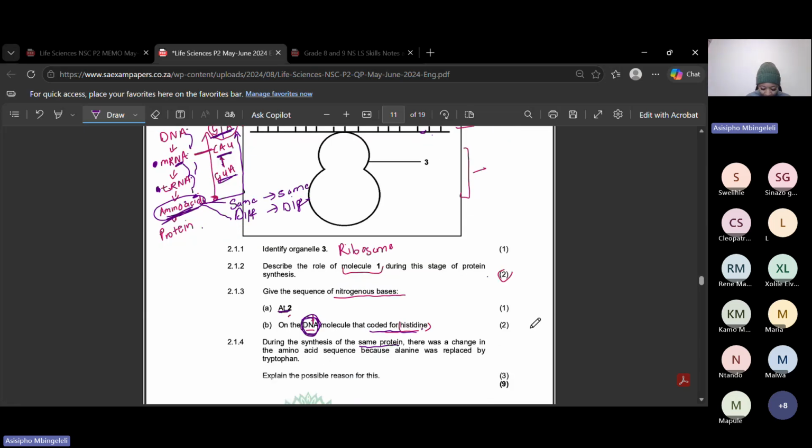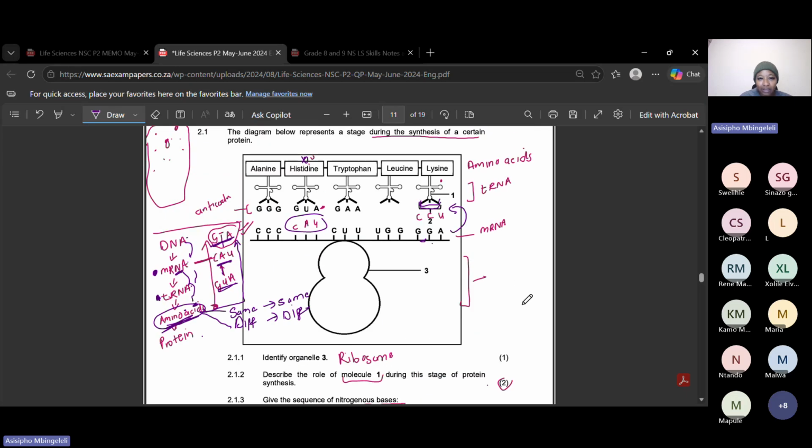So what do we have here? During the synthesis of the same protein, there was a change in the amino acid sequence, right? Because alanine was then replaced by tryptophan. Explain the possible reason for this. So they're saying there is alanine, was replaced by tryptophan. So meaning instead of making a particular protein with the sequence alanine, histidine, tryptoleucine, right? This one then got replaced with, just double checking, yeah, tryptophan.